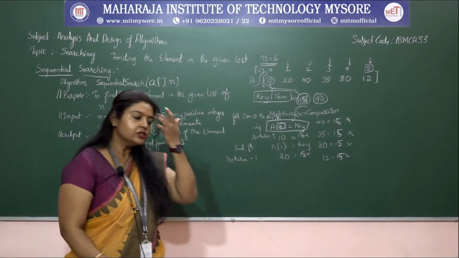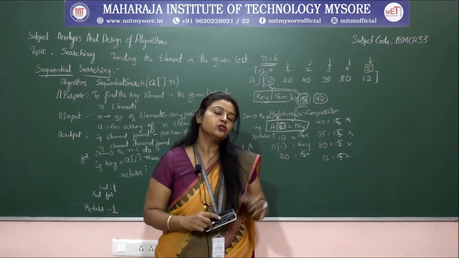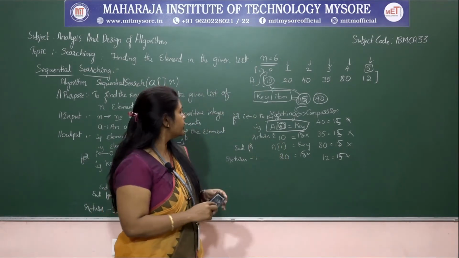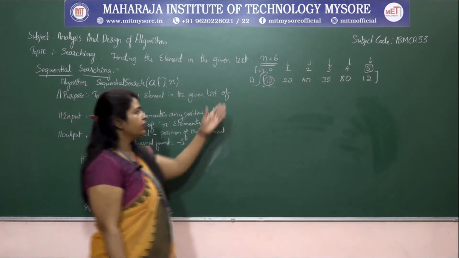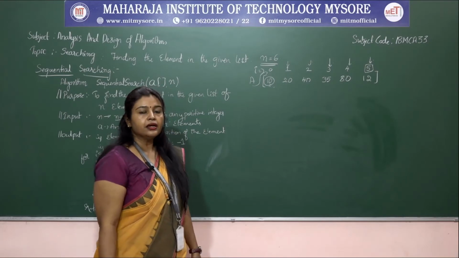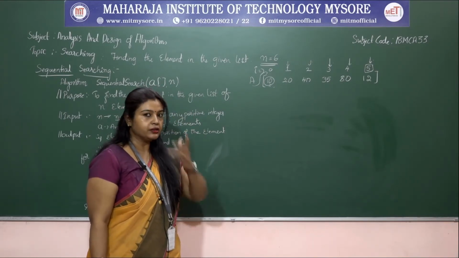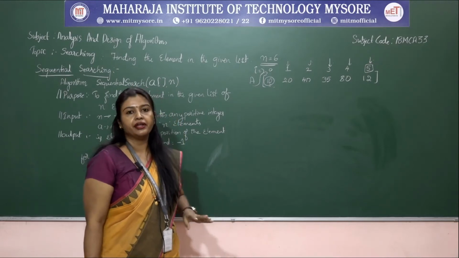That's it. Okay. So if the element is found, then we are going to return what? -1. Okay. So let us trace the algorithm. Let us take the same inputs and let us trace for finding the key element. Okay. So here I am going to demonstrate the tracing with 3 different inputs.